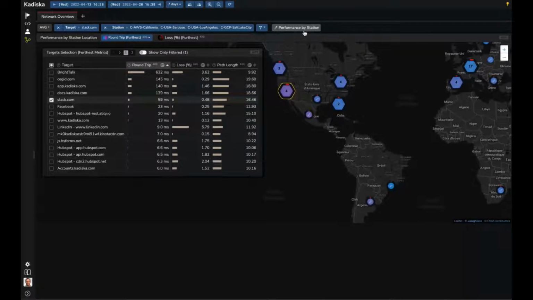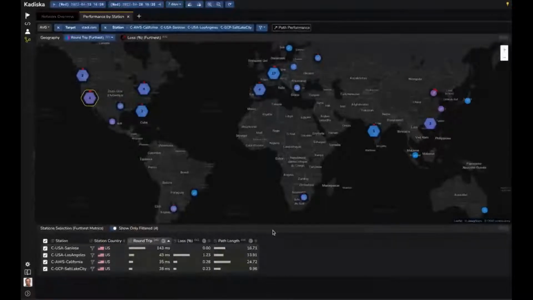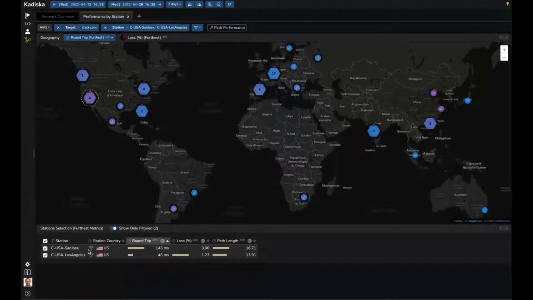So I'm going to filter on that and look at the stations that I've got on the West Coast, monitoring Slack. And the first thing that I see is that some places get relatively good connectivity. You've got two vantage points in AWS and GCP, so not the most interesting ones. But for example, from Los Angeles, you get 43 milliseconds, some packet loss. But from San Jose, you get 143 milliseconds. As you see, it looks fairly stable when you look at the 7-day view.